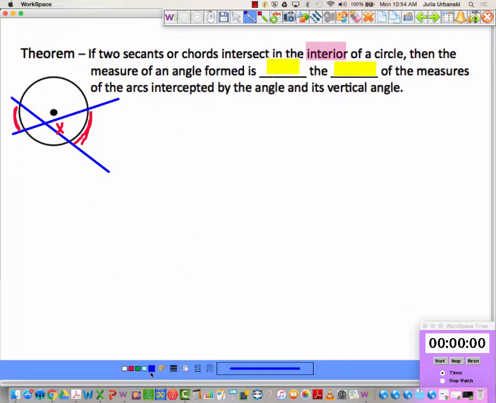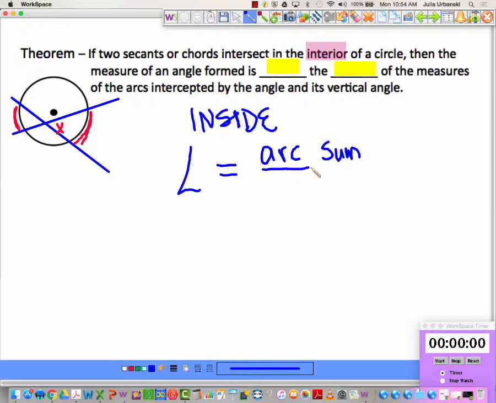So the rule is, whenever the vertex of the angle you're trying to find is not on the circle, but inside the circle, not the center, the center has its own rule. But when it's inside the circle, not touching the center, then the angle equals, not the arc divided by 2, but the arc sum. That means add. The arc sum divided by 2. You're going to add these 2 arcs together and divide by 2.